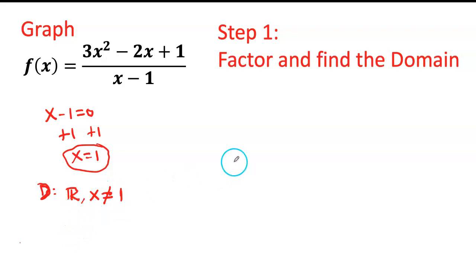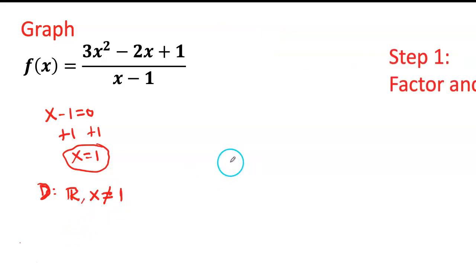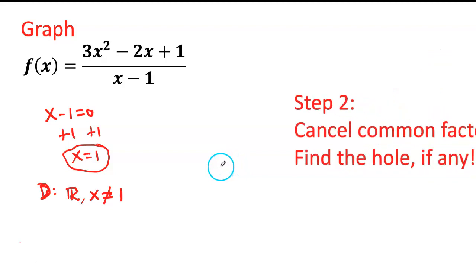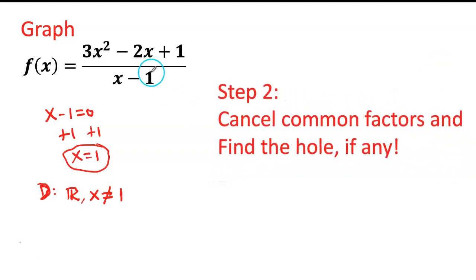All right. Next step. Cancel common factors. As we noticed, there's no way we can factor, so there are no common factors. Therefore, there are no holes on my graph.